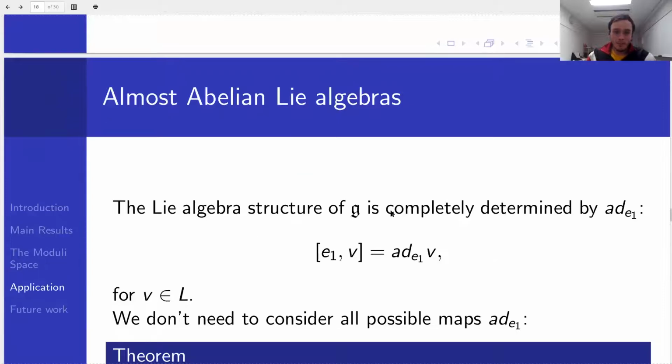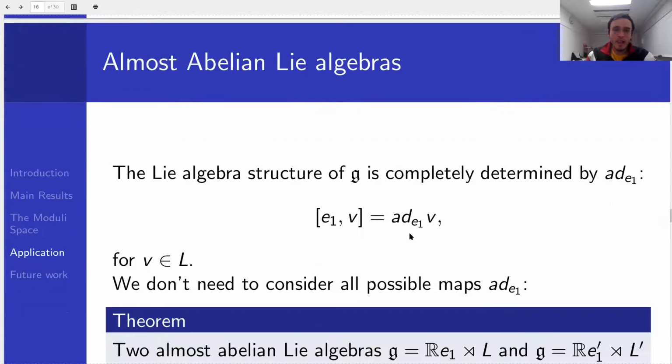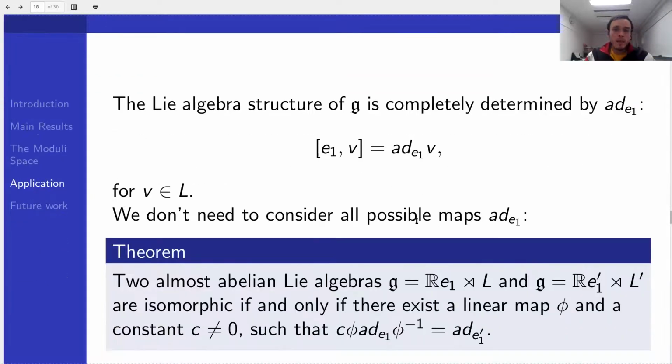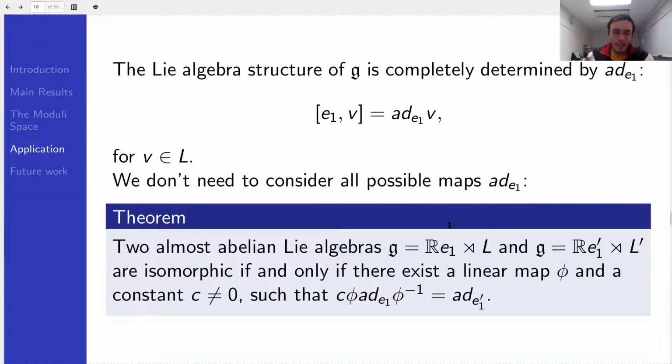So the Lie algebra structure of G is completely determined by this linear map, by the adjoint. This map determines all the Lie algebra structure of an almost abelian Lie algebra. And also in the other direction, if you have a linear map, you can define an almost abelian Lie algebra. Of course, different linear maps can define different almost abelian Lie algebras. But still, I do not need to consider all possible maps because we have this known result.